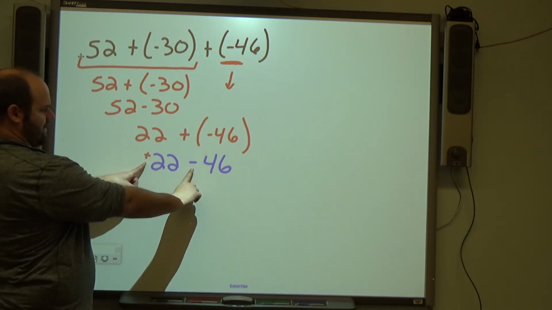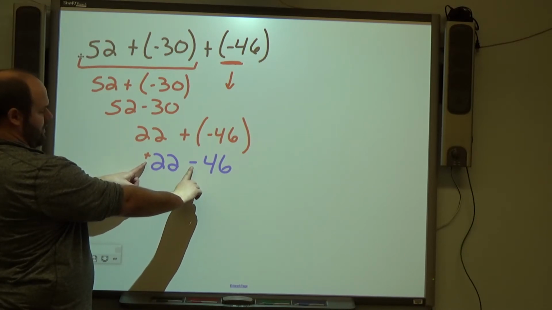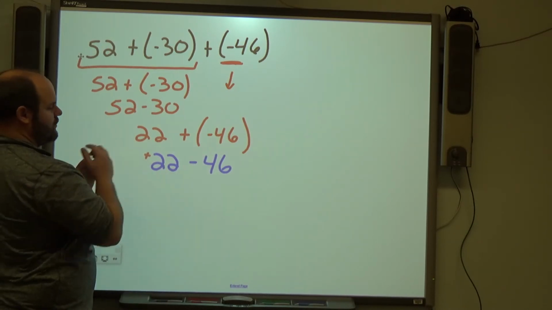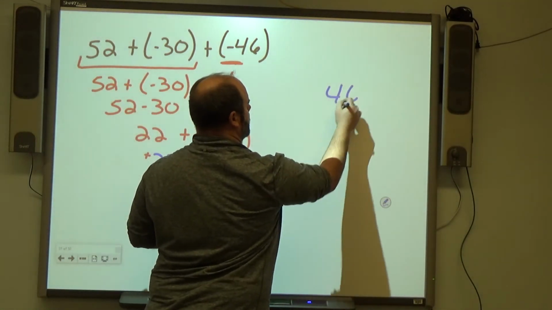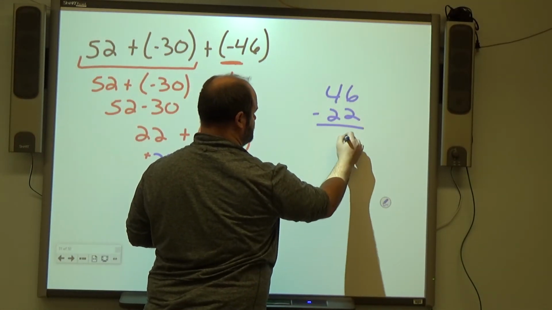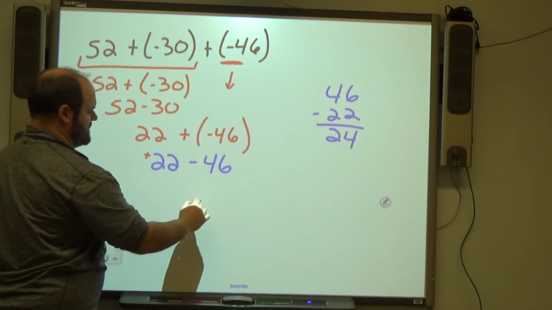These 2 signs are different. They are not the same, they are different. So we have to subtract. A little bit of side work. We take 46 minus 22 and arrive at 24.